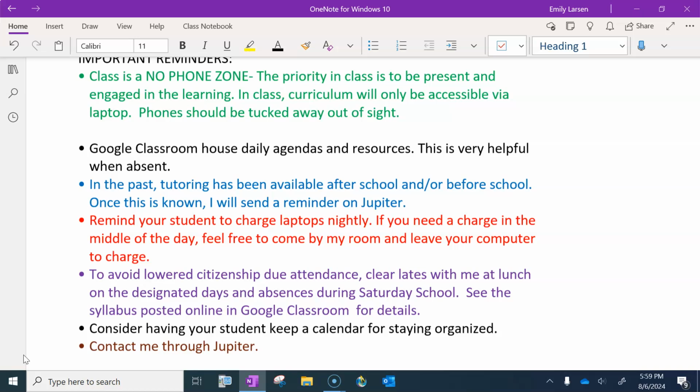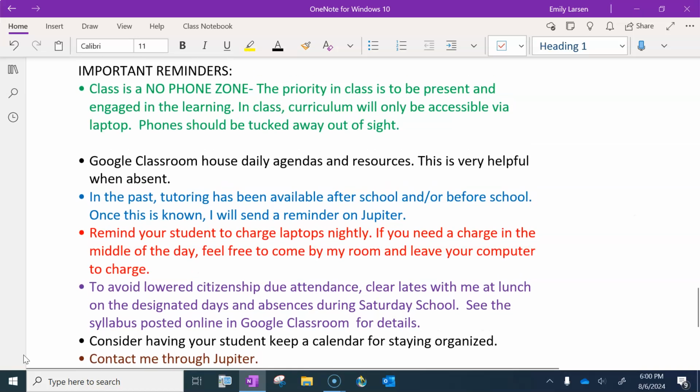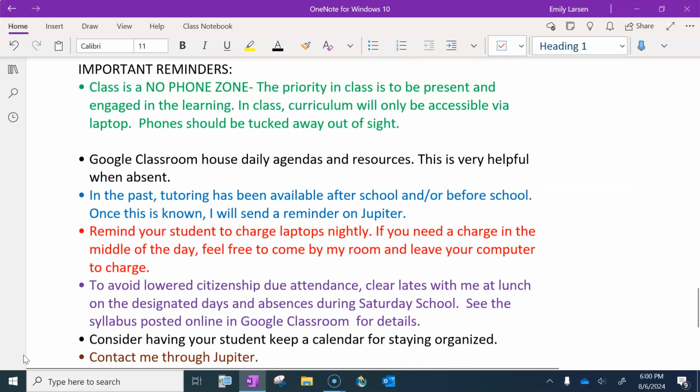And then consider having your student keep a calendar for staying organized. And then if ever you need to contact me to either try to meet or communicate, the quickest way is through Jupyter. I check my email about once a day, and Jupyter is constant during the day and even in the evening. So that's probably the best way to contact me. Okay, and that's it.